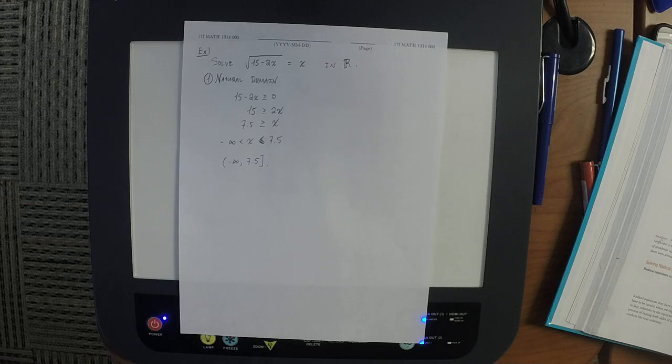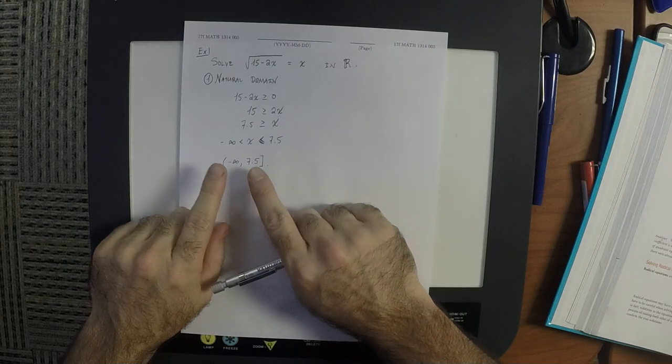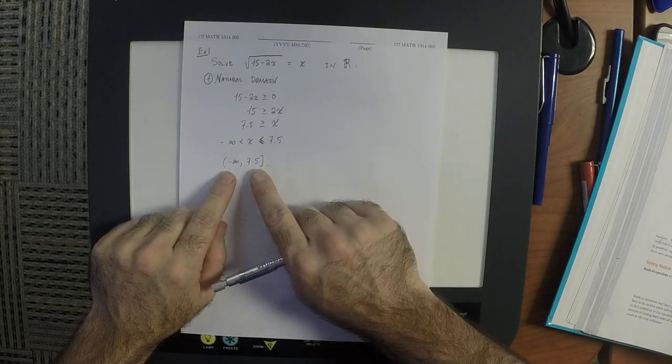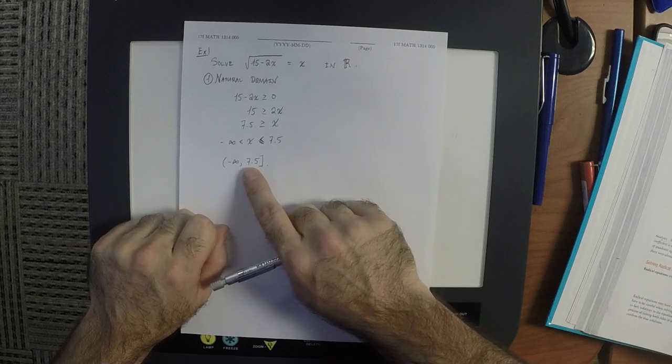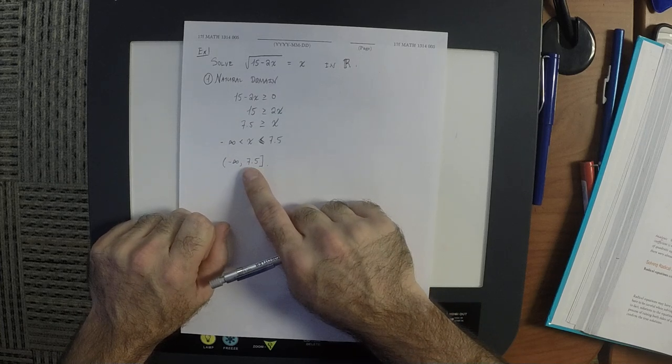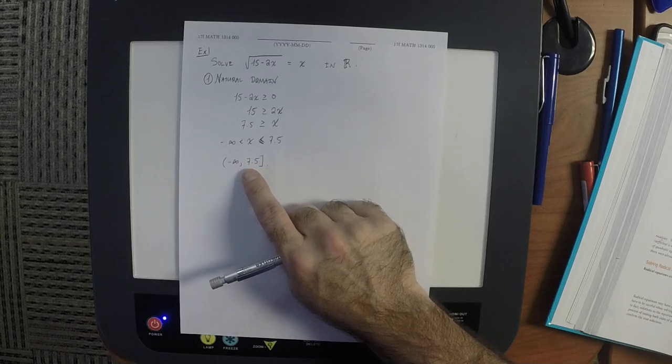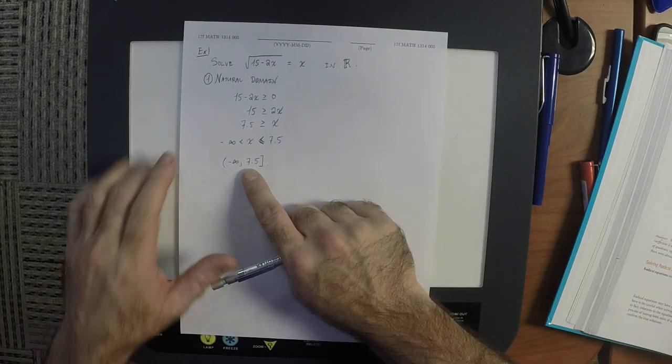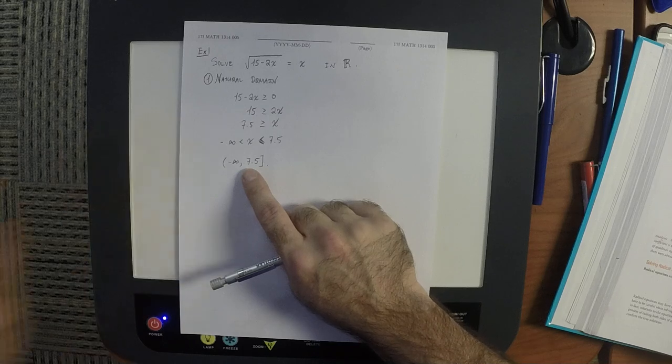So the point of writing this is so that you can look at this very easily and say, well, would it be permissible to plug in 20? No. It's not in here. Would it be permissible to plug in negative a million? Yeah. I'm not saying the equation would be true. I'm saying that in principle it could be done.